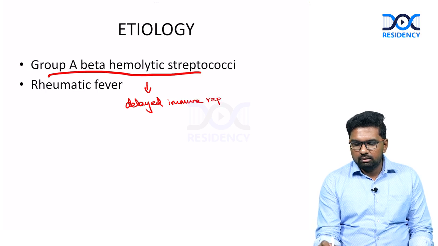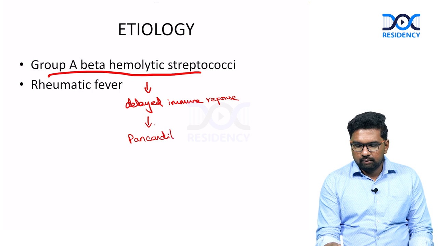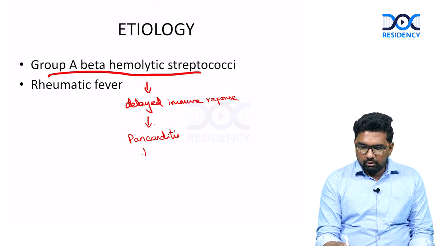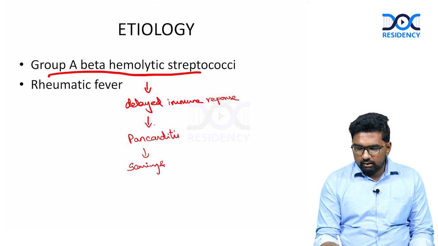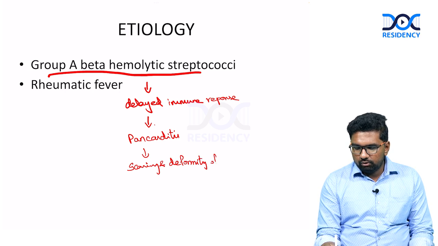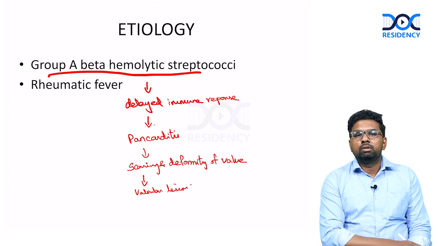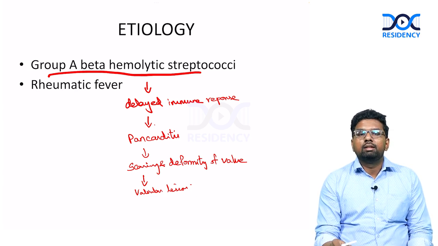Because of this delayed immune response, there is pancarditis. The epicardium, myocardium, and endocardium are all involved, and it also causes scarring and deformity of the valve. Scarring and deformity of the valve occur, and this causes valvular lesions. This can further go on to failure even, because of the valvular lesions.